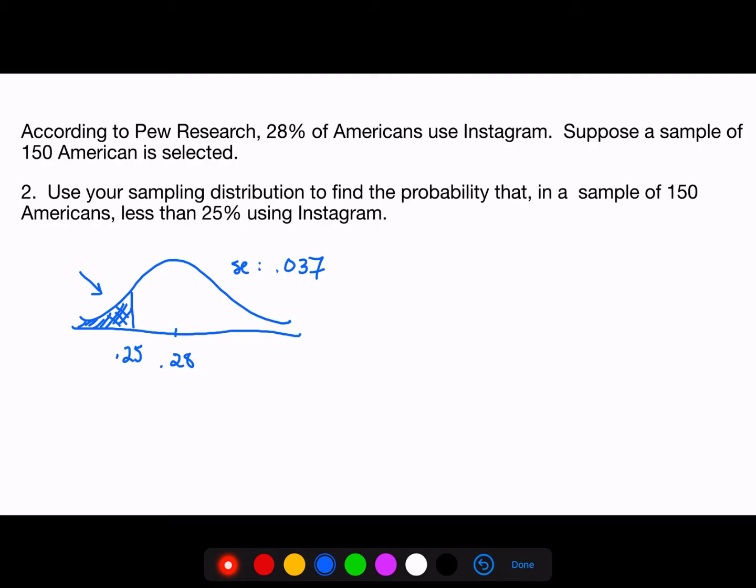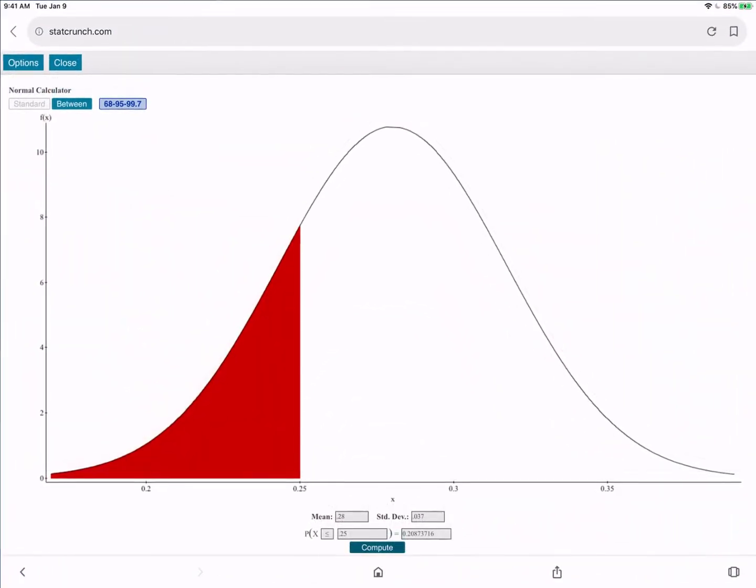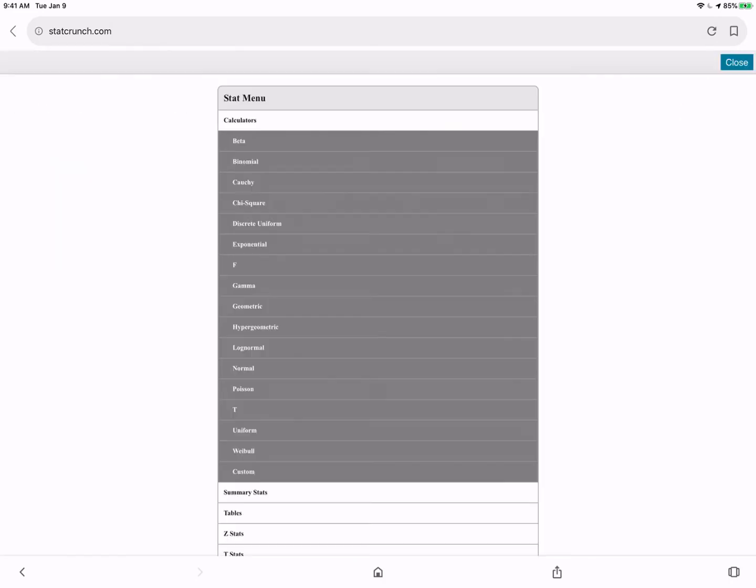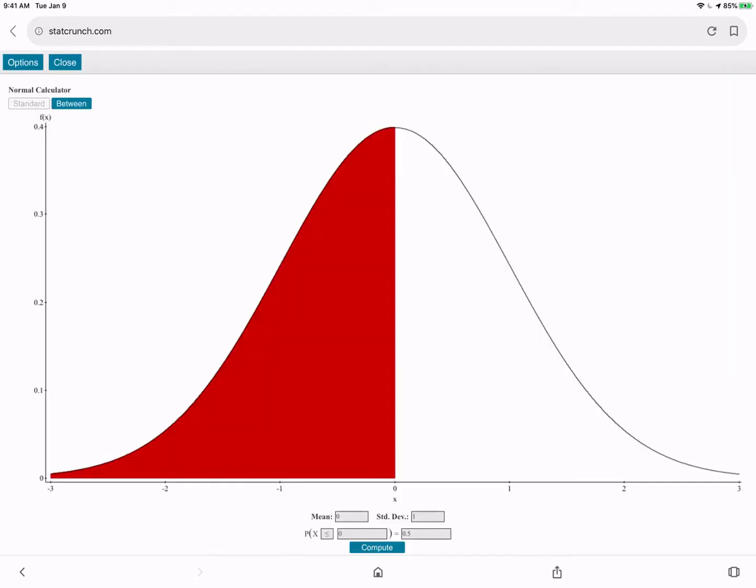In StatCrunch, we're going to find our calculators. And we're going to pick the normal calculator because we're working with the normal distribution. We're going to enter in the center, we're going to enter in the spread, and then we're going to look for this area using the calculator. So let's navigate over to StatCrunch. So in StatCrunch, let's start with the beginning. So we would come here to Stat, Calculators. We're going to look for the normal calculator.